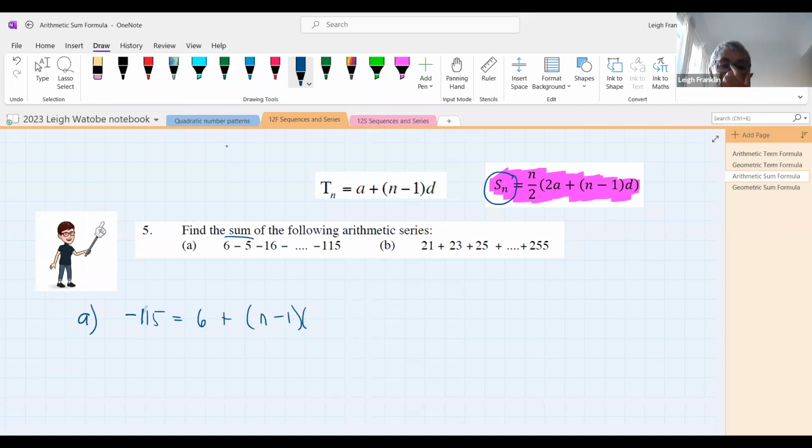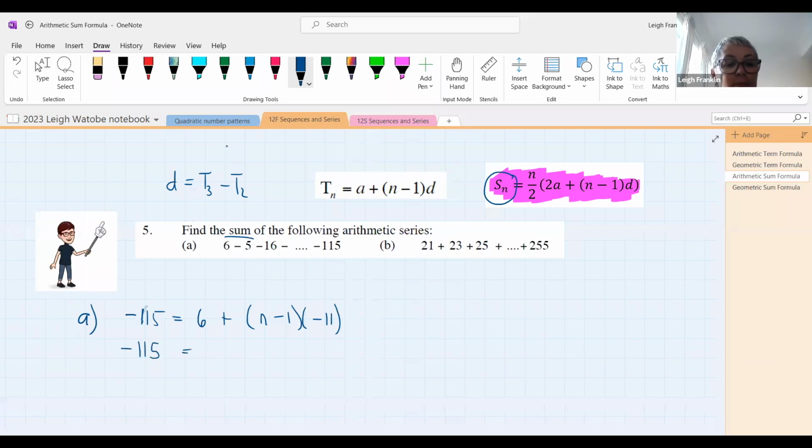And our difference in this case, remember, is term 3 minus term 2. So if you say minus 16 minus minus 5, or minus 5 minus 6, your difference would end up being minus 11. Oh, okay. Thank you, ma'am.